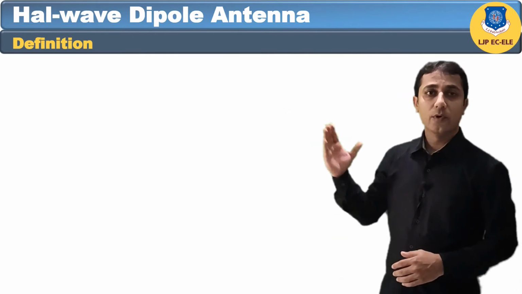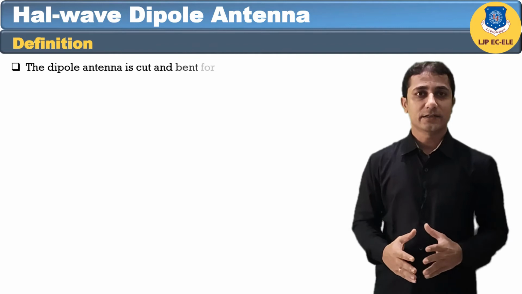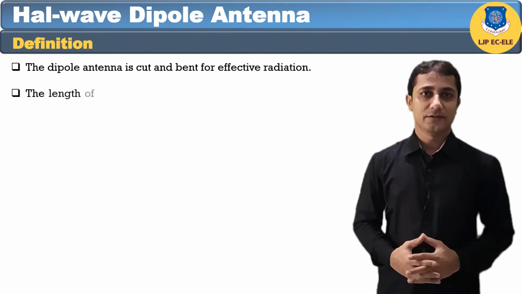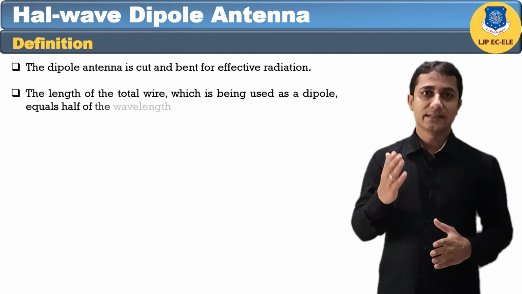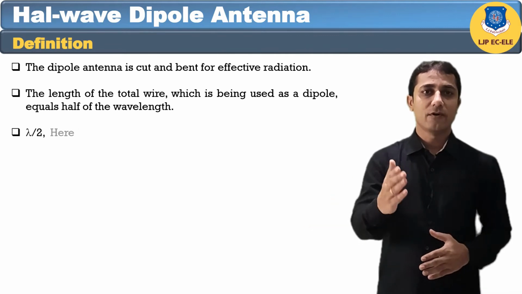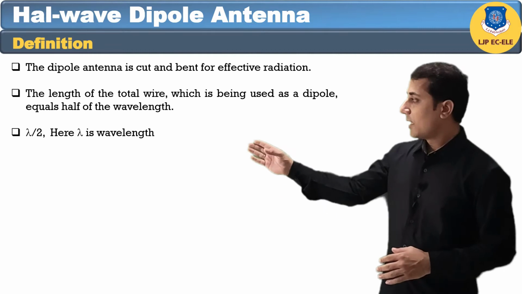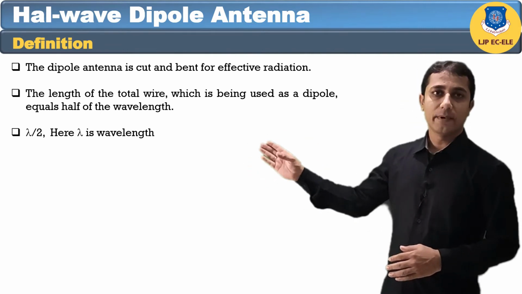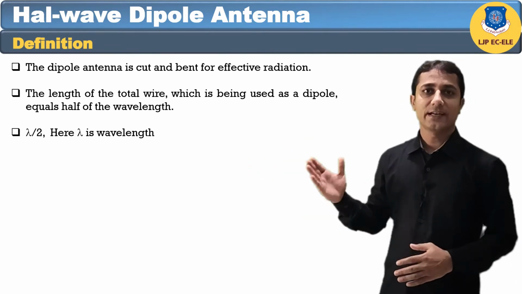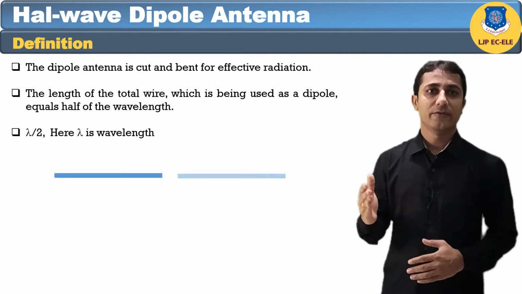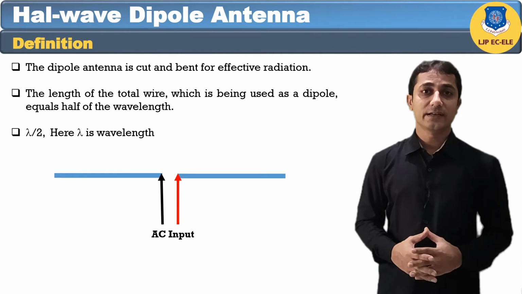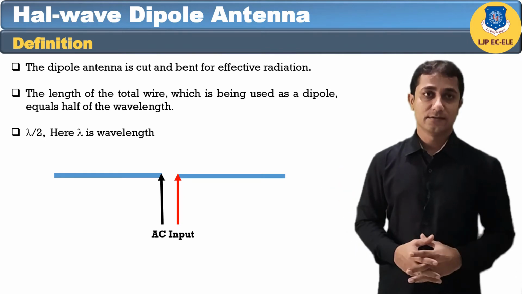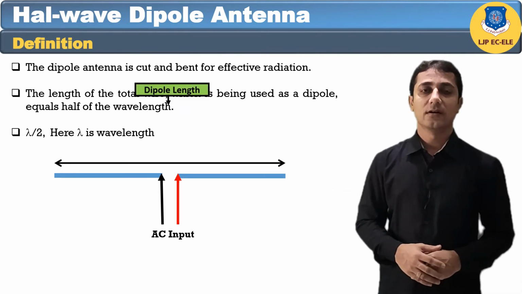The dipole antenna is cut for effective radiation, and the total length of the wire used as a dipole is equal to half of the wavelength. It means the length of the dipole is equal to lambda by 2. Such an antenna is called a half-wave dipole antenna. This is the most widely used antenna because of its advantages. It is also known as the Hertz antenna.